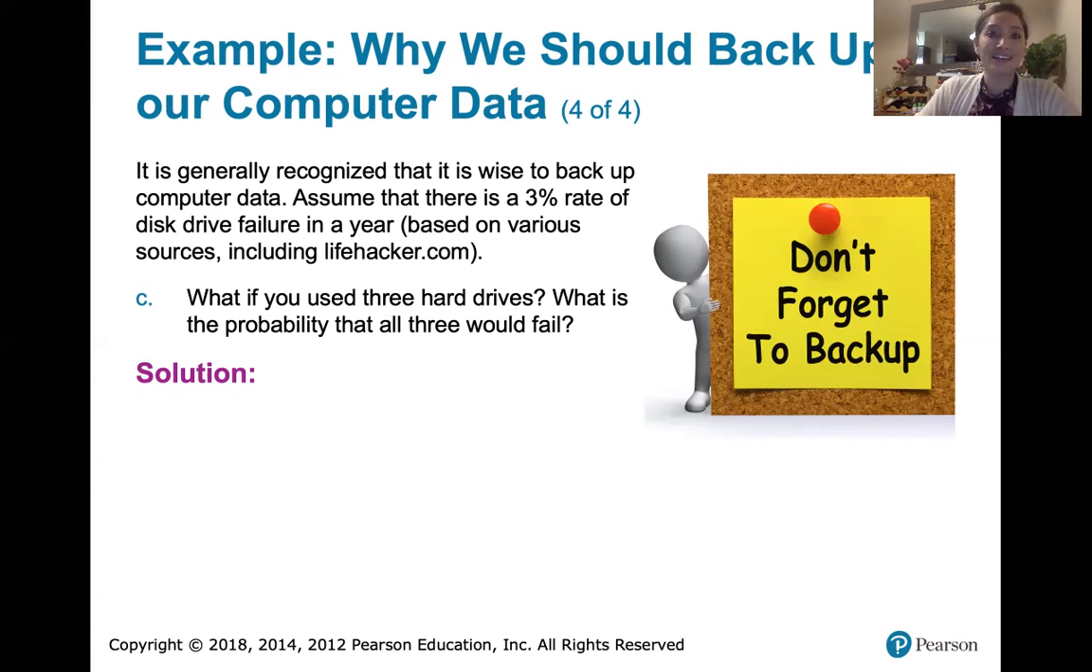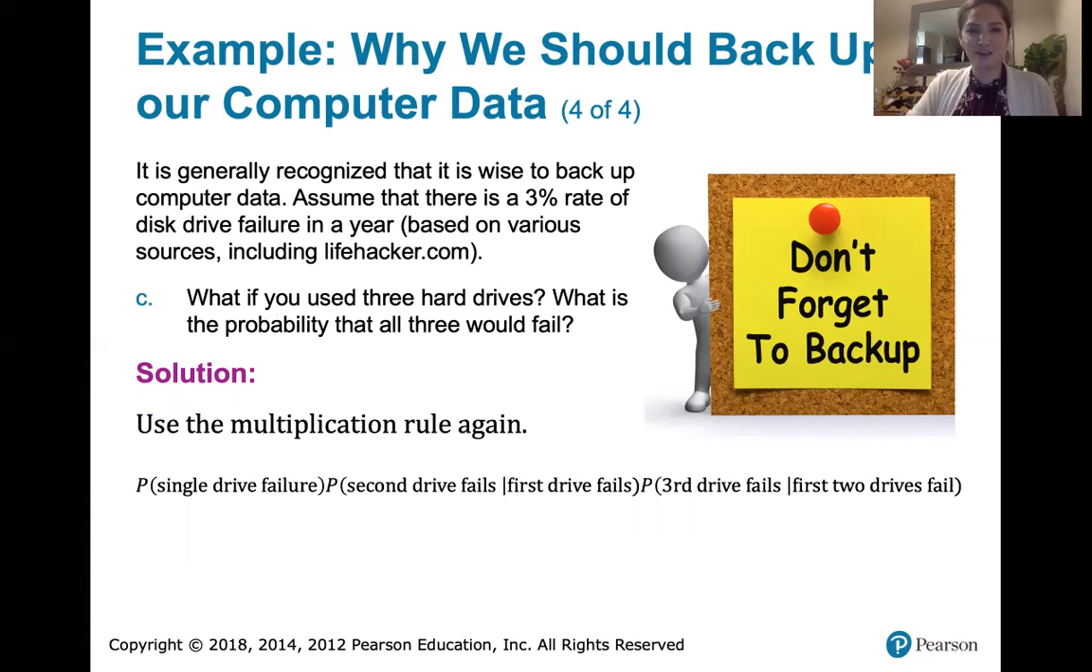Well, you're just going to do exactly the same thing. You're going to use that multiplication rule again. You're just going to take the probability that the first one fails and multiply by the probability that the second one fails, provided that the first one fails. And then you'll multiply by the probability that the third one fails, provided that the first 2 fail. I actually had to make the font really small so that it could all fit on the slide.